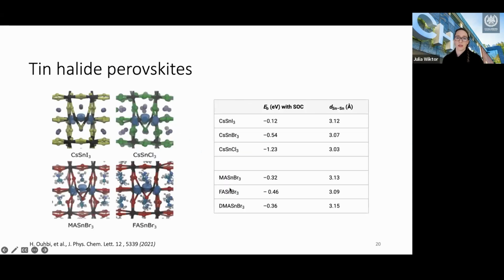So here you can see the materials that we studied. We varied the halogen atom, the cation, and these bipolarons were always stable. So we have this negative energy here. They look kind of the same in all these materials. We have these bonds formed and halogen atoms being pushed away.